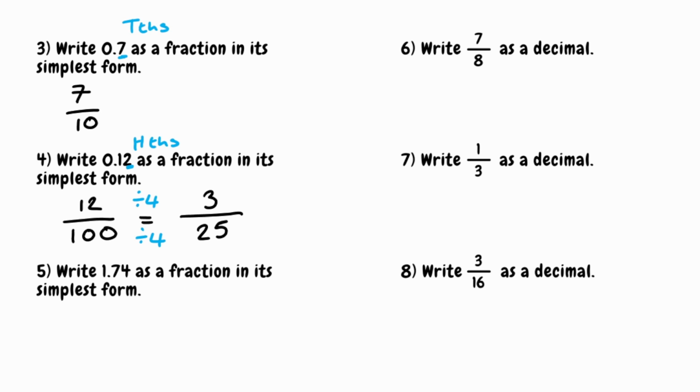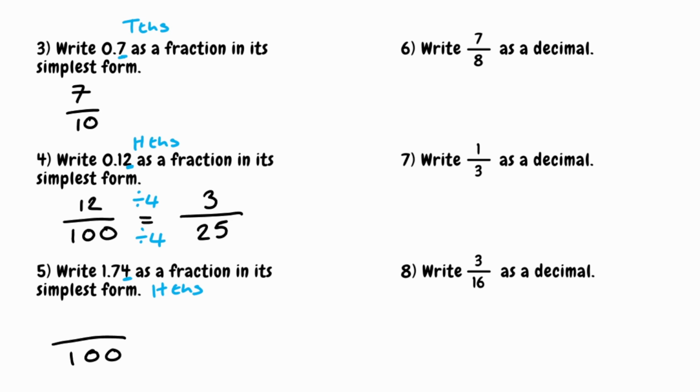Okay, moving on, we now want to write 1.74 as a fraction in its simplest form. So again, all we're going to do is take a look at the place value of this final digit, which in this case is the 4. Well, we can see that that 4 is in the hundredths column. So that means we can write this fraction over 100. For the numerator, all we need to do is write down all the digits in the number without the decimal place. So we've got 174.